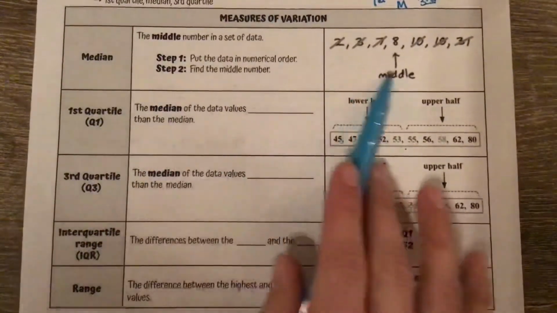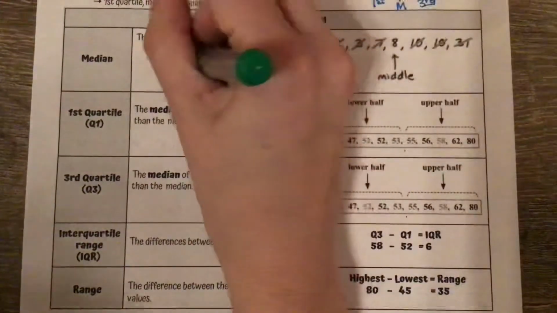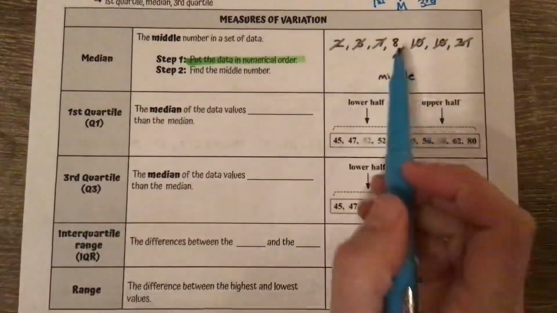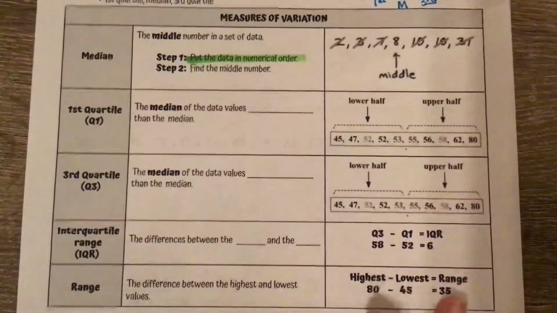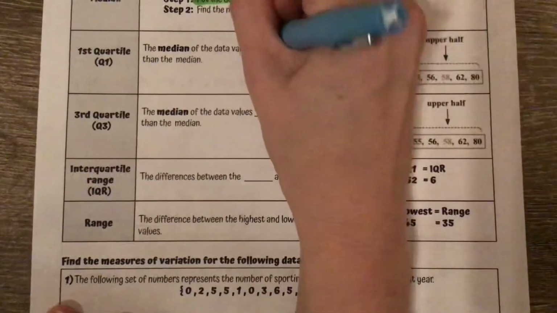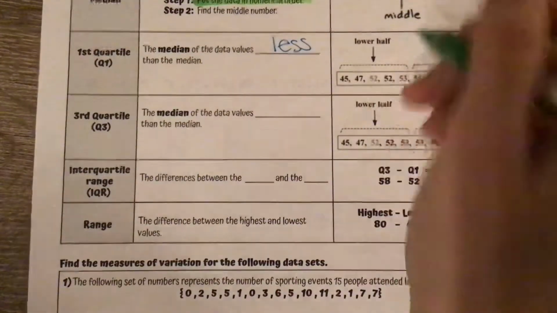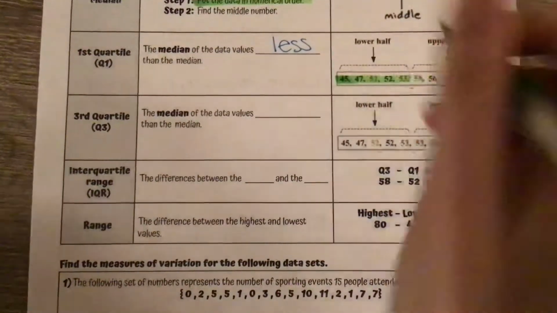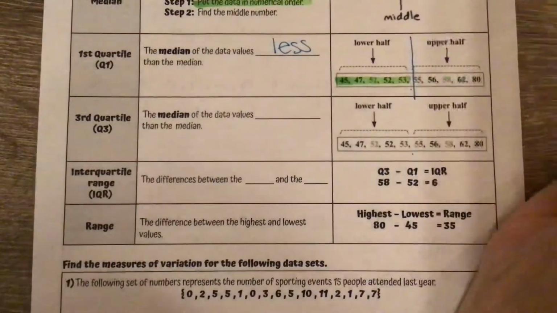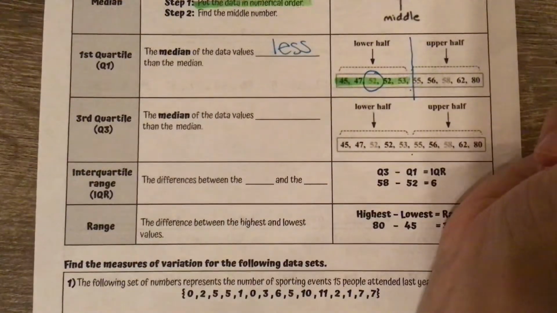So median, we already know. Most important part, do not forget, put the data in numerical order. Find the middle value, that is your median. The first quartile is the median of the data values less than the median. So we already had it in order from least to greatest. We are looking at those values that are less than the median, the bottom half of the data, right? And we're finding the middle value of that bottom half.